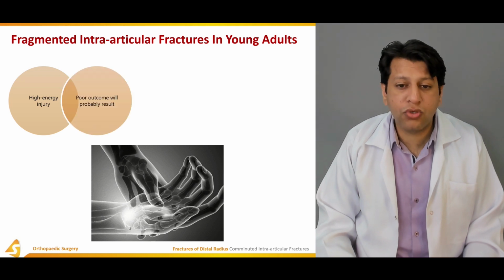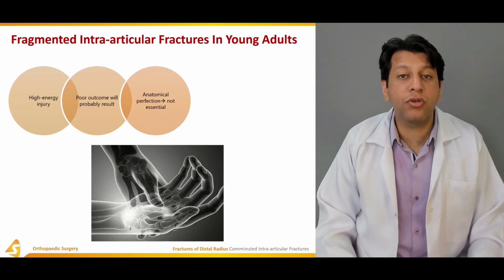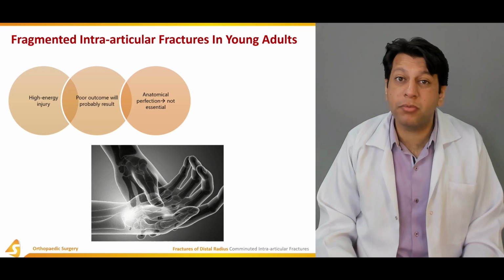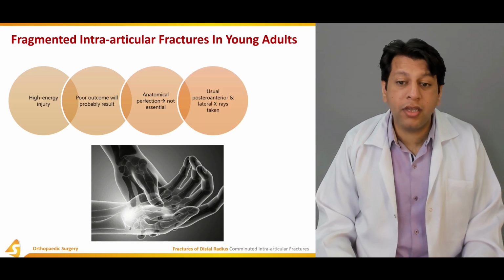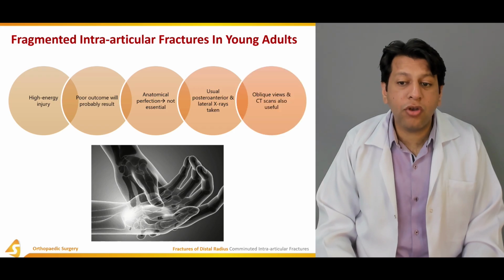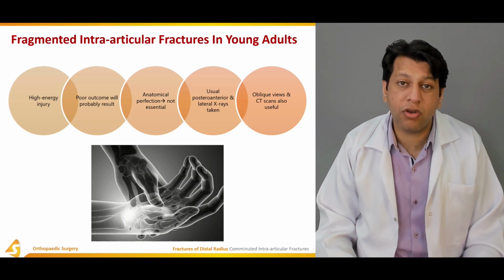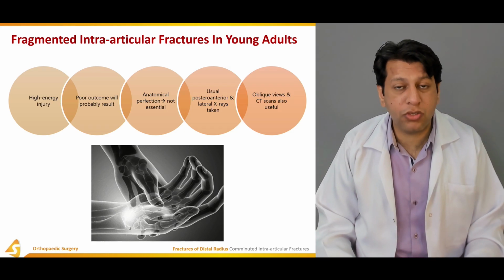With high-energy trauma, a poor outcome is usually associated because of comminution. Anatomical perfection is not essential and sometimes cannot even be achieved. Usually posterior-anterior and lateral x-rays are taken, and oblique views may also be required, especially a CT as well, so we can know the degree of comminution and how much we can salvage the joint.